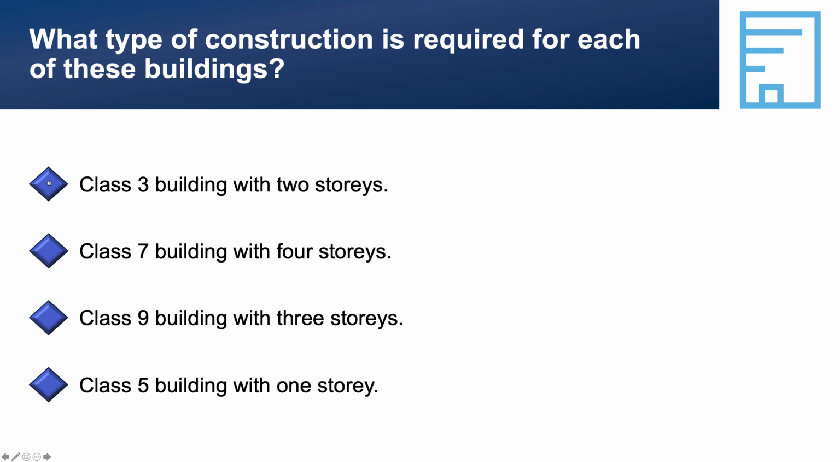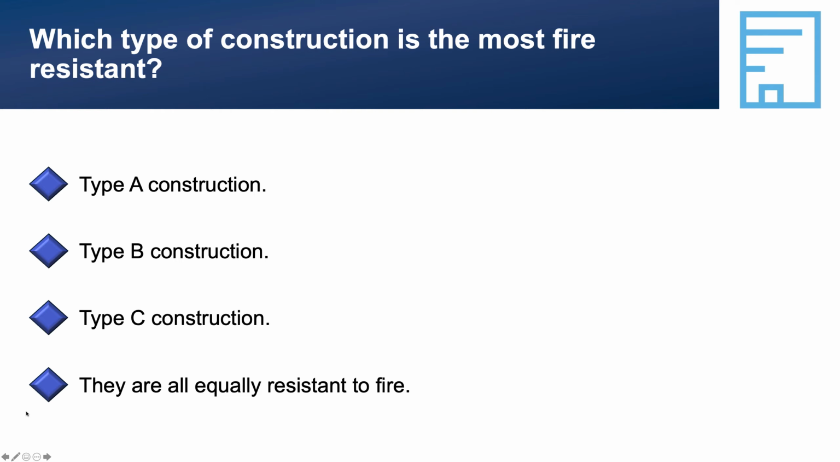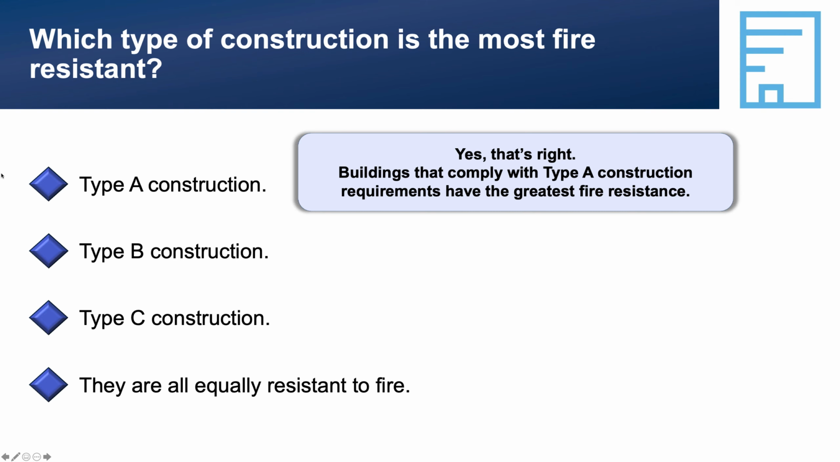Class 3 building with 2 stories, Class 7 building with 4 stories, Class 9 building with 3 stories, and Class 5 building with 1 story. Take a moment to consider your answers. Which type of construction is most fire resistant? Yes, that's right. Buildings that comply with Type A construction requirements have the greatest fire resistance.